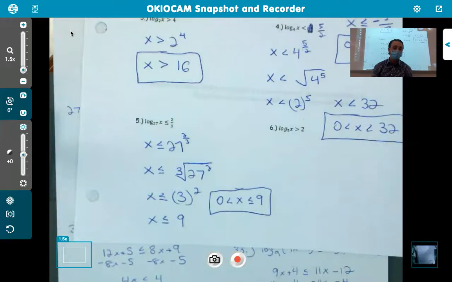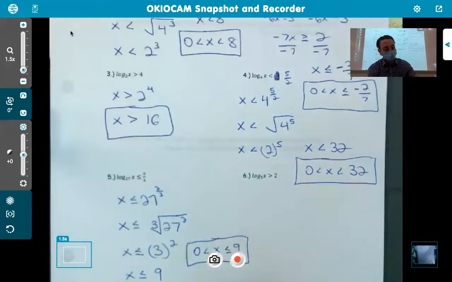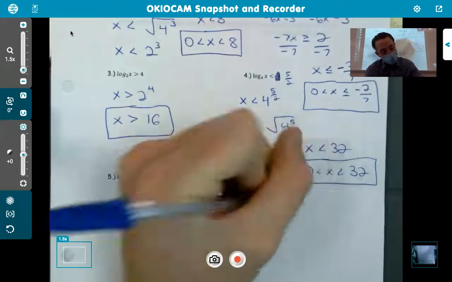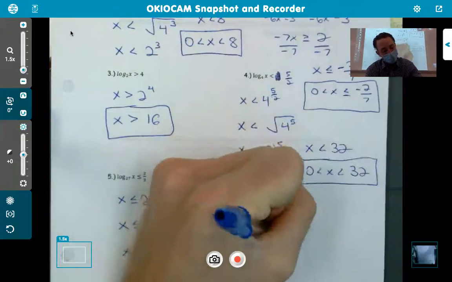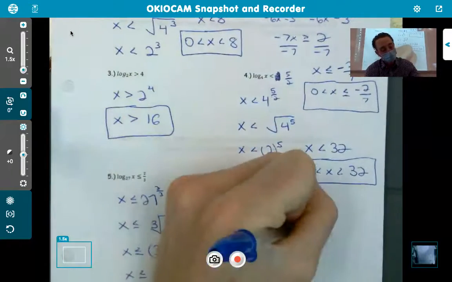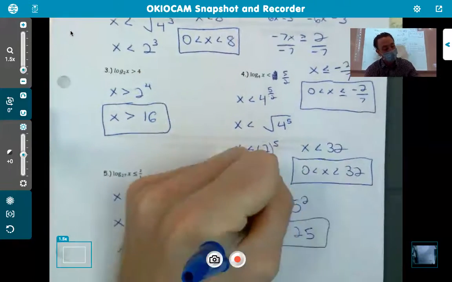All right. Any questions about number 5? All right, last one on this page. I have x is greater than 5 squared. What's 5 squared? 25. So I just have x is greater than 25 for my final answer.